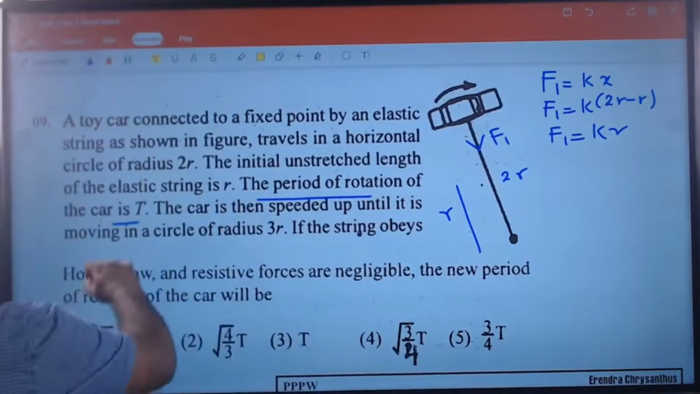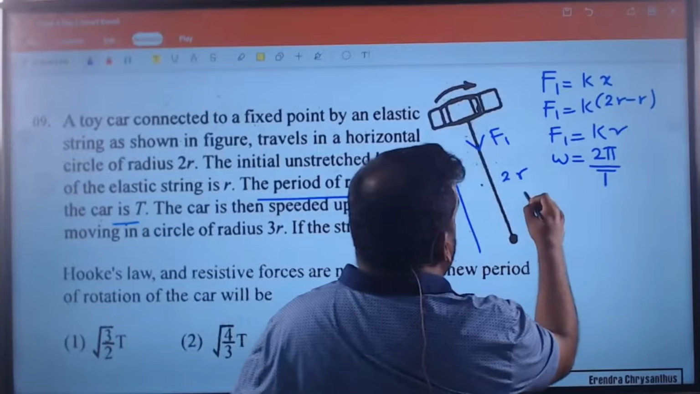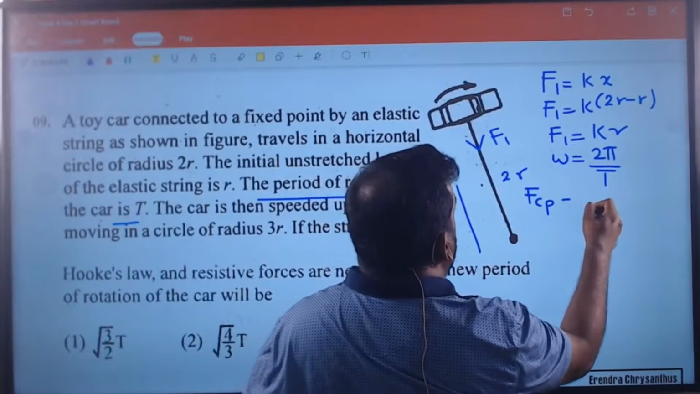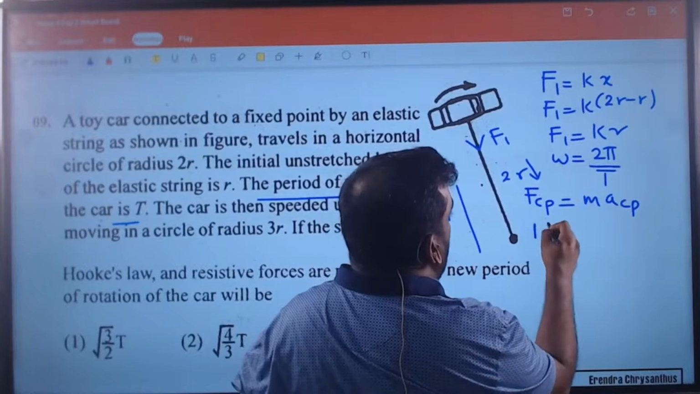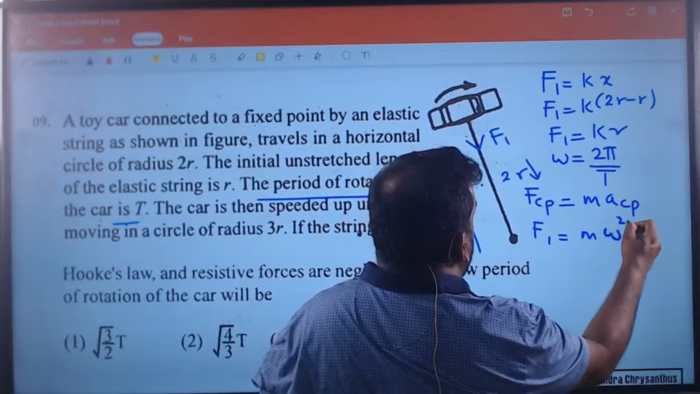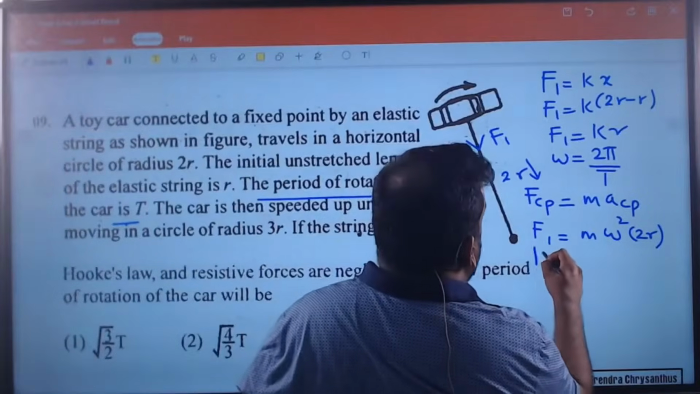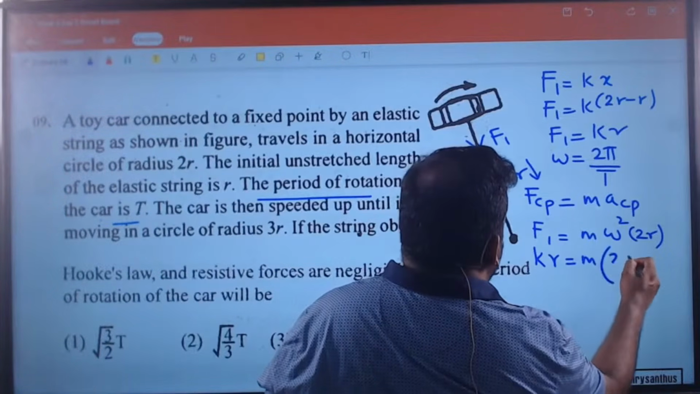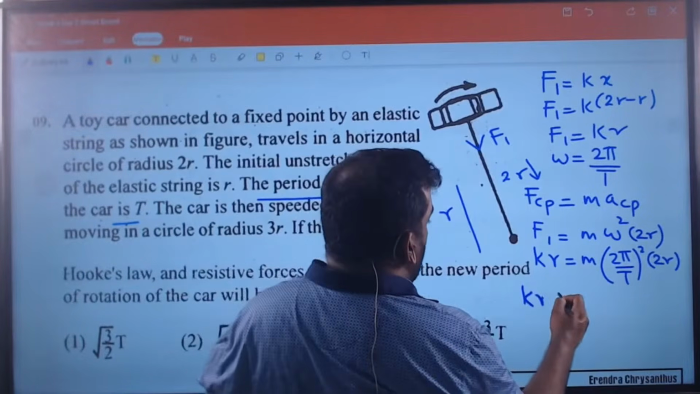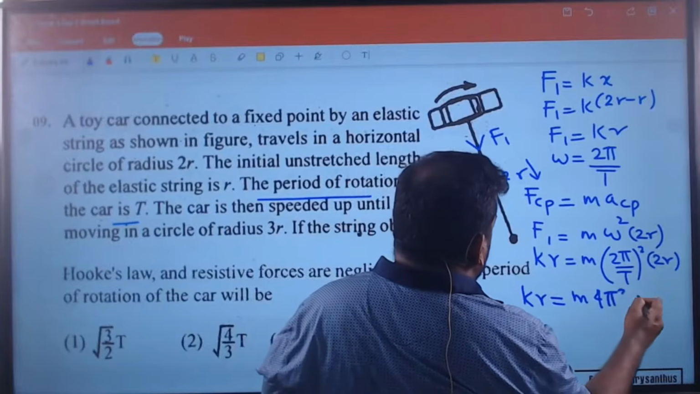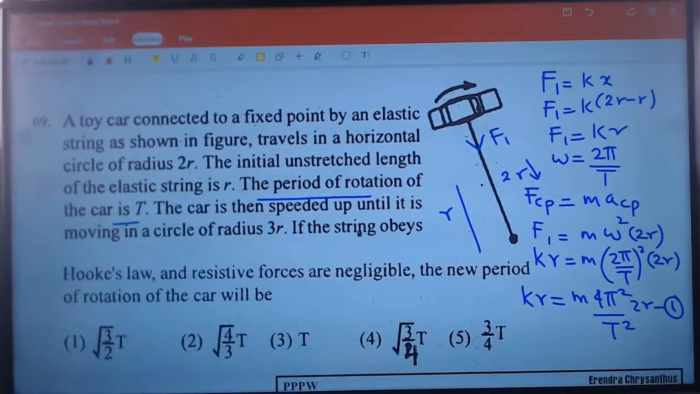Period of rotation is T. So omega is equal to 2 pi divided by T. Centripetal force equals mass into centripetal acceleration. Who is providing centripetal force? F1. Centripetal acceleration is omega squared times radius, which is 2r. Simplify this carefully. F1 is kr, omega is 2 pi divided by T whole thing squared, times 2r. So kr equals m 4 pi squared over T squared times 2r. Equation number 1.